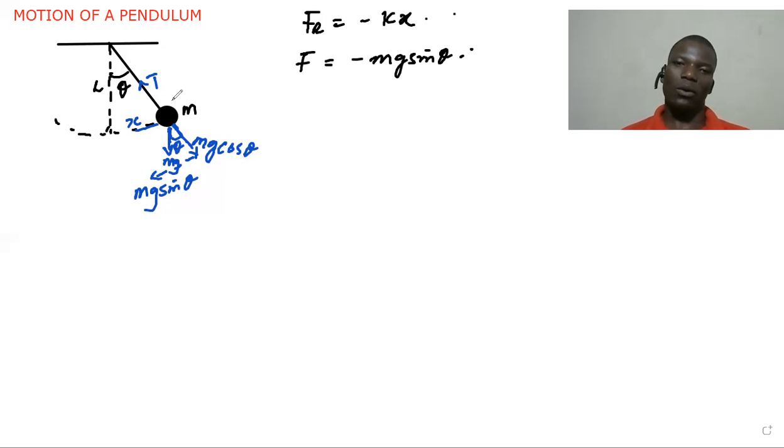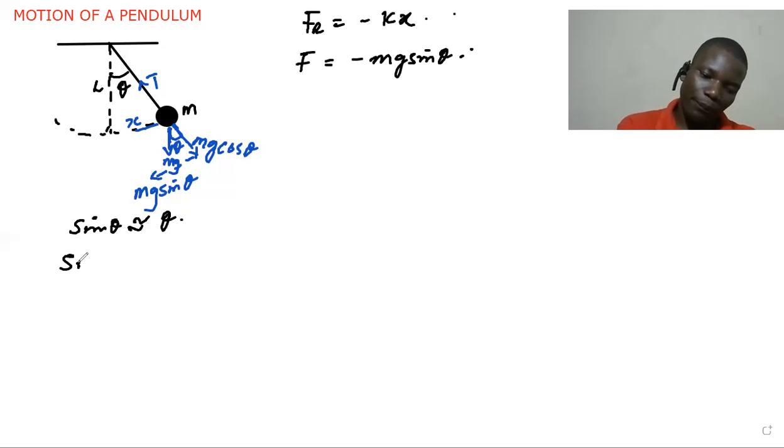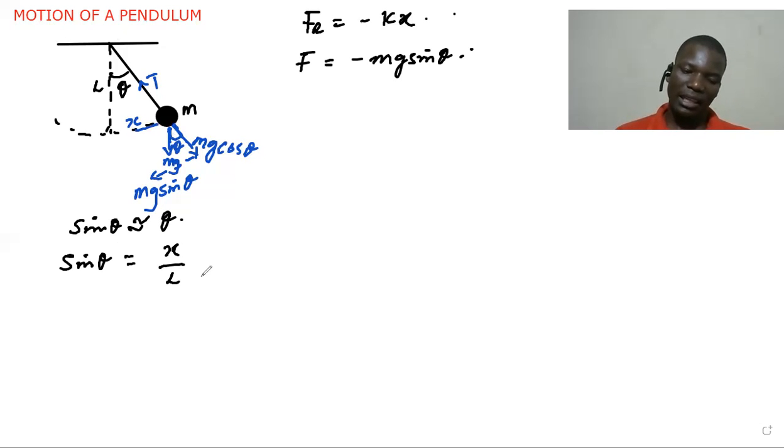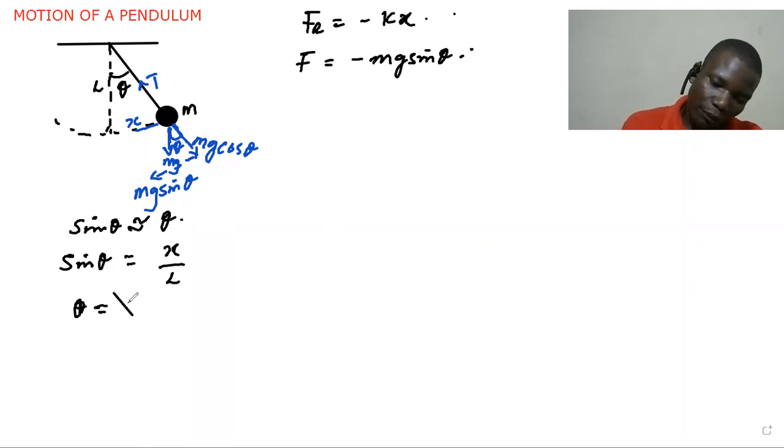So when the angle is very small, sine theta is equivalent to theta. So if the angle is very, very small, sine theta is equivalent to theta. From this diagram, sine theta is going to be x over L. So if theta is very, very small, it's equivalent to sine theta, so we have theta being equal to x over L.